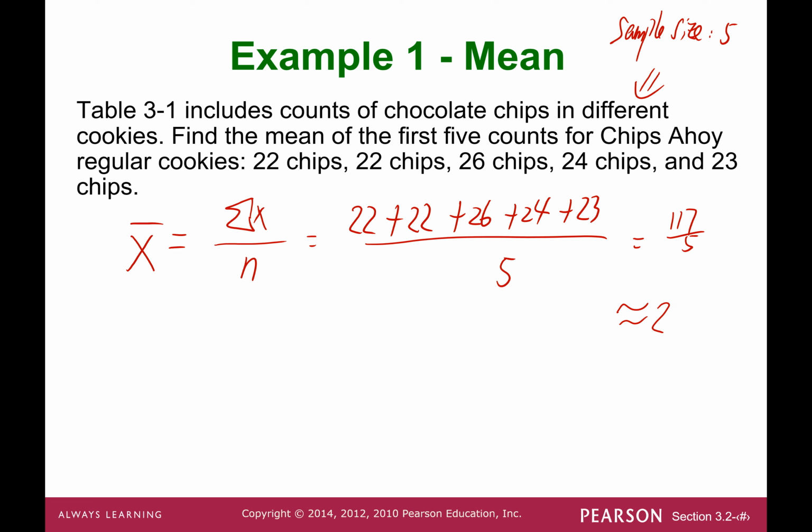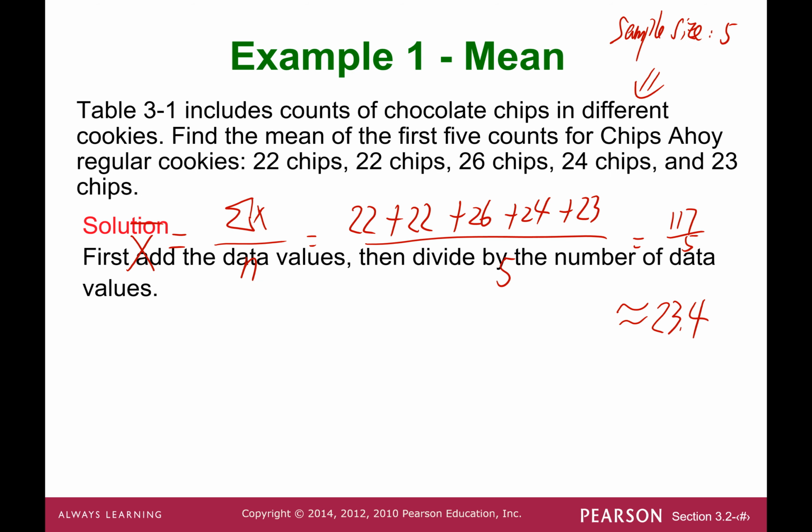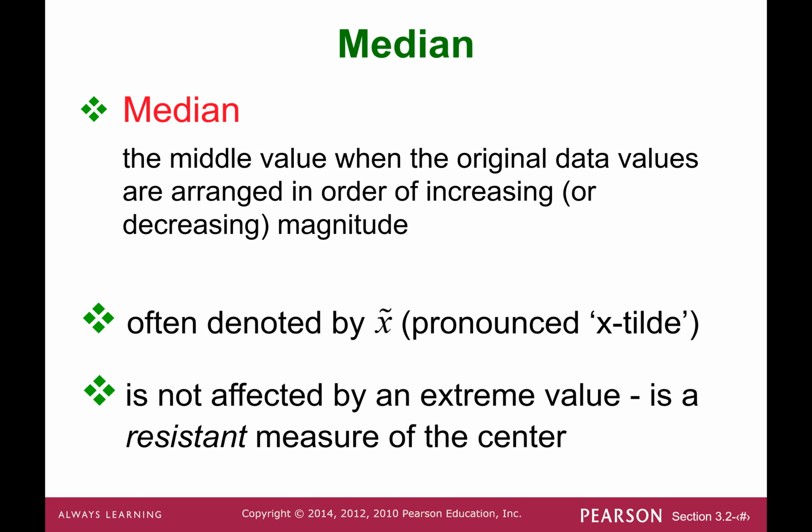$23.5. So the mean average chips in any one of the cookies is 23.4 chips. All right, so that's how we solve for the sample mean.